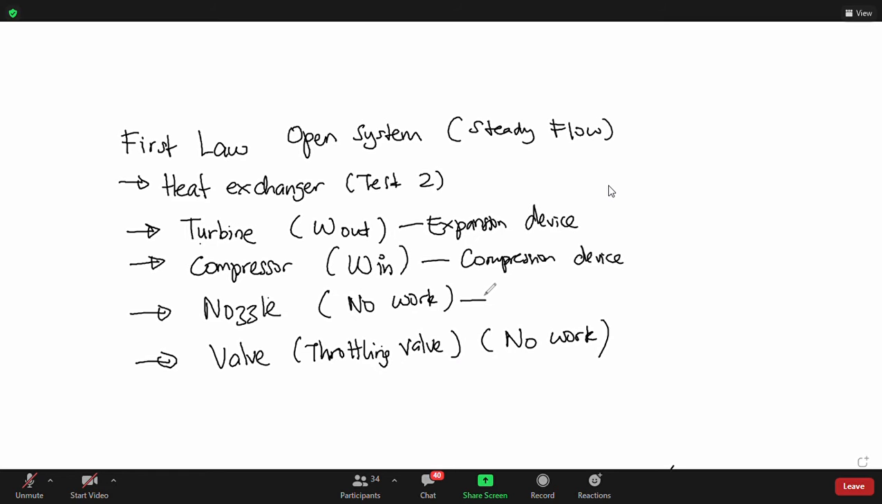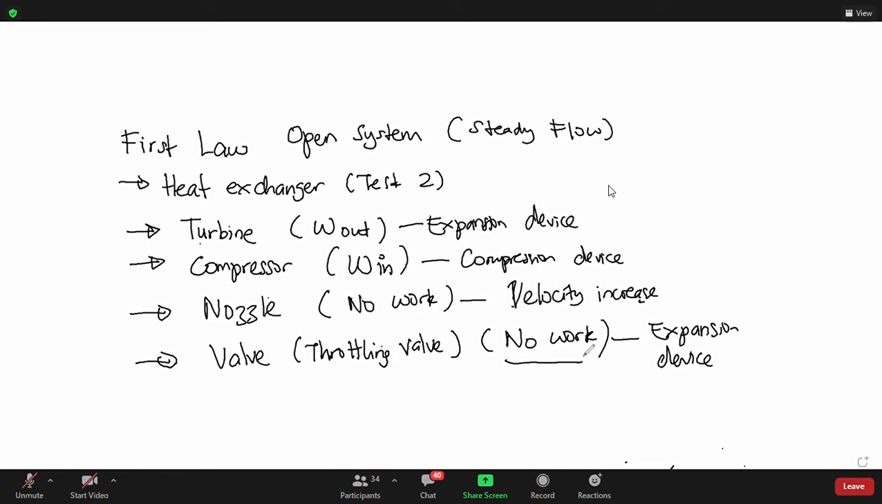What happened in a nozzle? Is it expansion or compression? What happened? Okay, so in a nozzle, usually we want an increase in velocity. Throttling valve is usually an expansion device as well. It's just like the turbine, only thing, of course, the valve does not have any work. Right, so these are the open system devices.